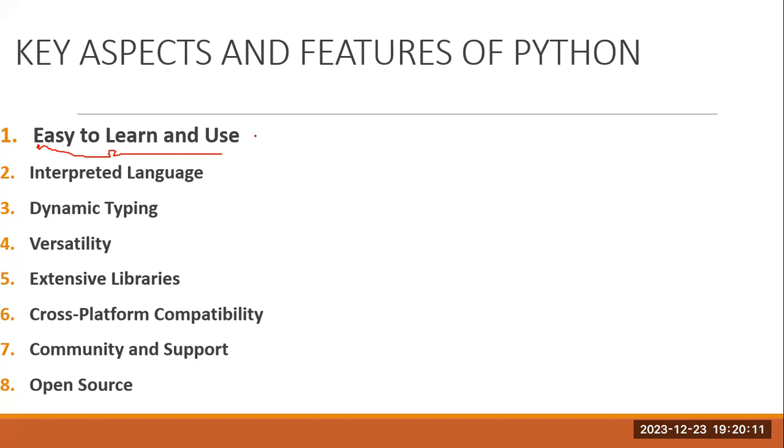First of all, I would like to explain interpreted language. The second feature is interpreted language. Interpreted language means that it translates the high level language code, Python code, into machine language, one instruction at a time.